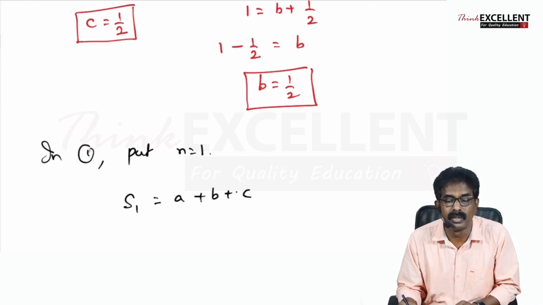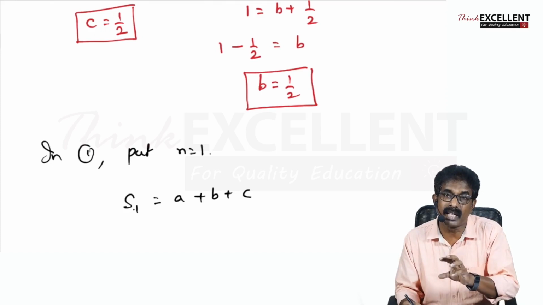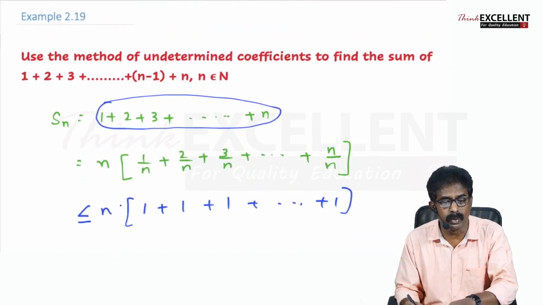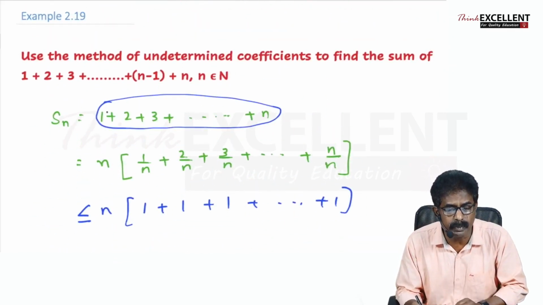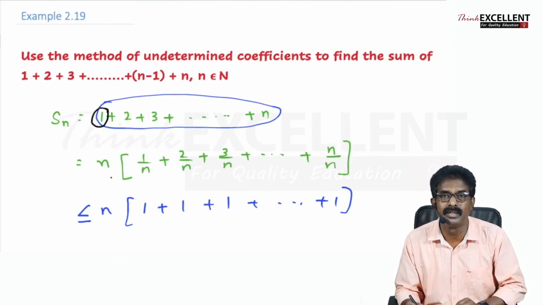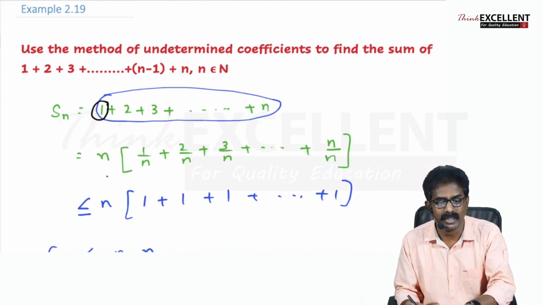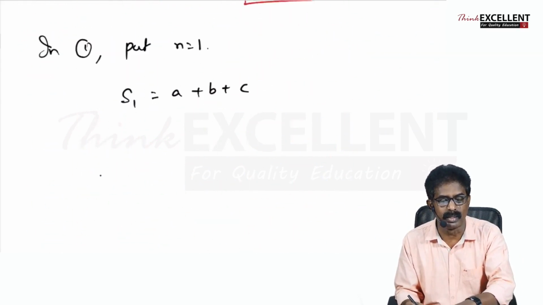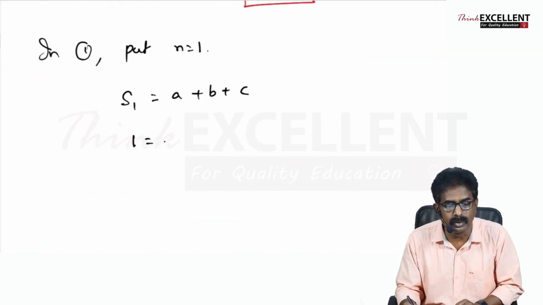Hope you understood. S1, you know, what's the meaning of S1? Sum of one term. S1 means sum of one term. See, in the given sequence, sum of one term. One term is take the first term alone. So what is the sum? It is 1, right? If there are 2 terms, we add and write. S1 means T1. The first term only S1. So it is 1 equal to A plus B plus C.